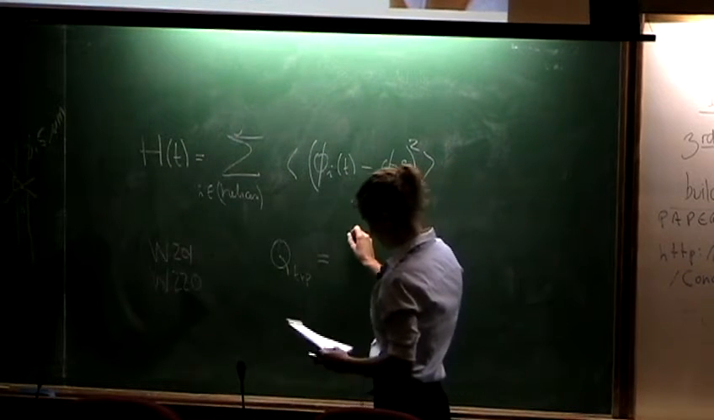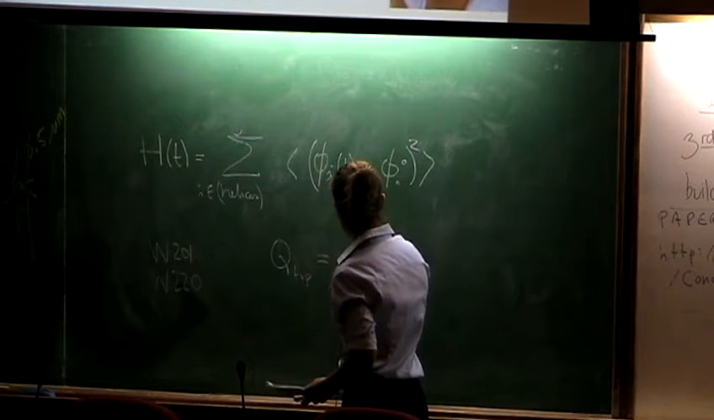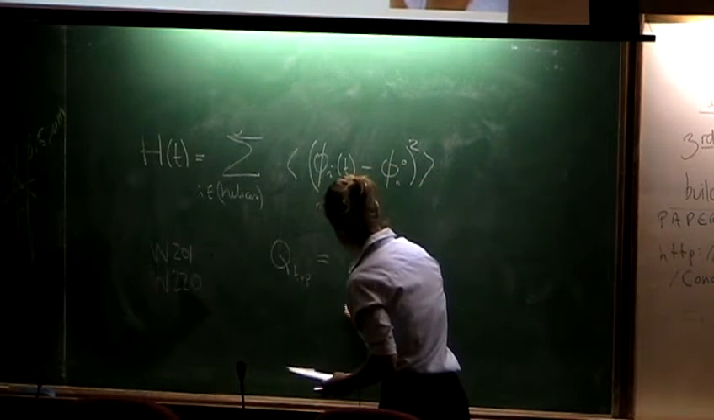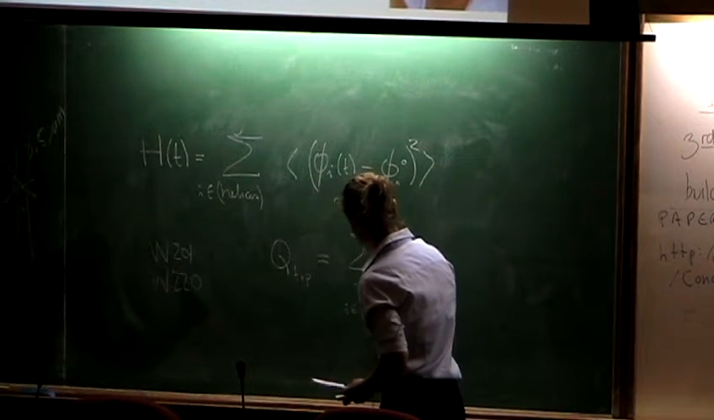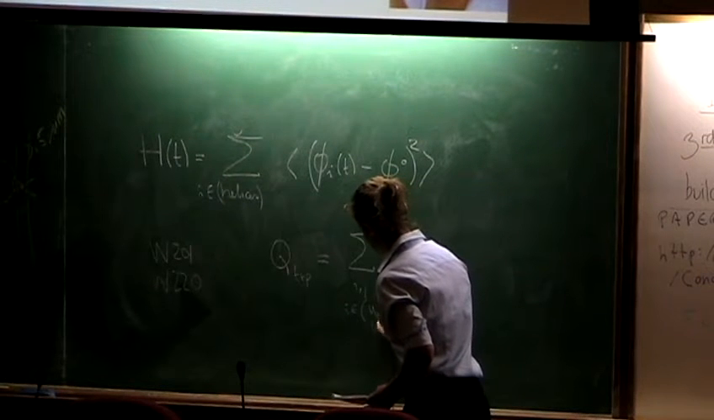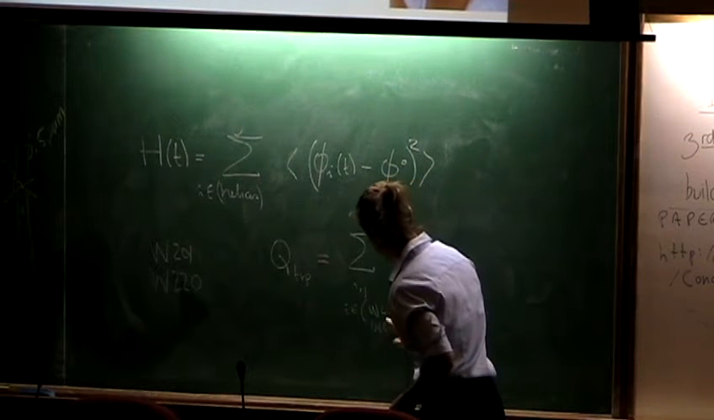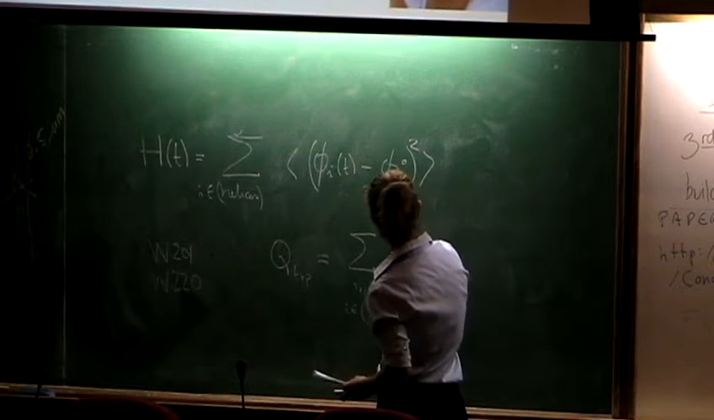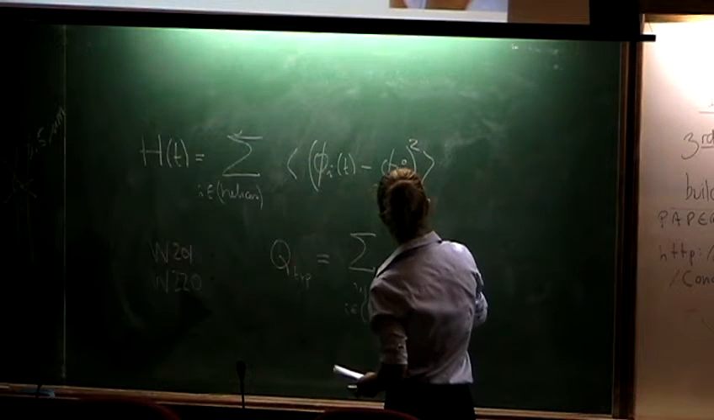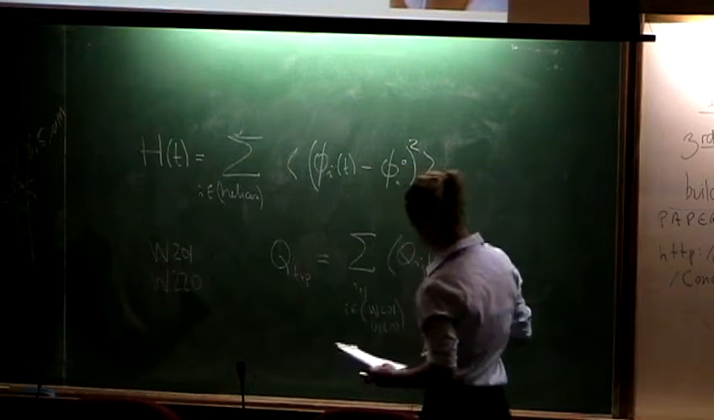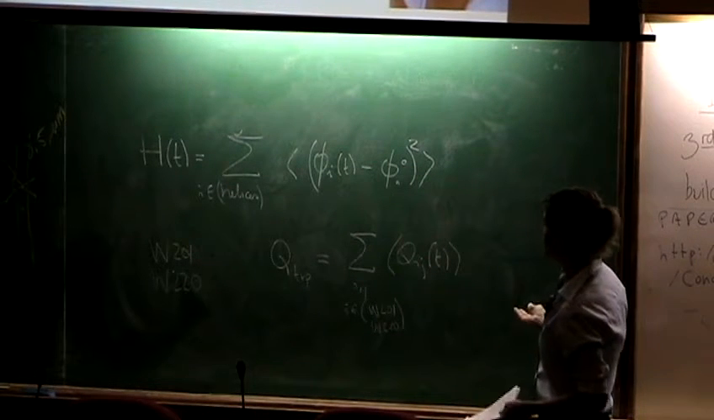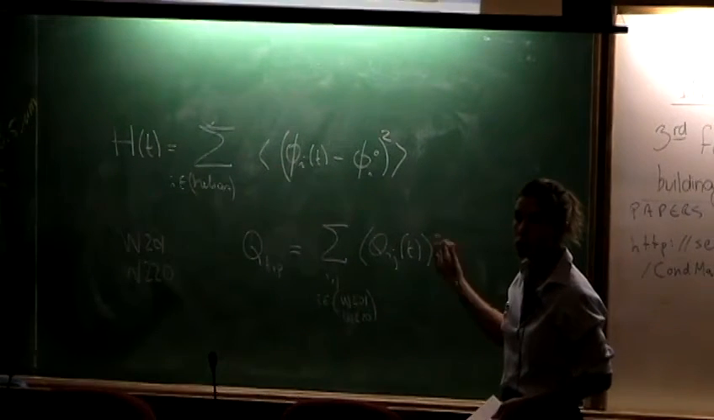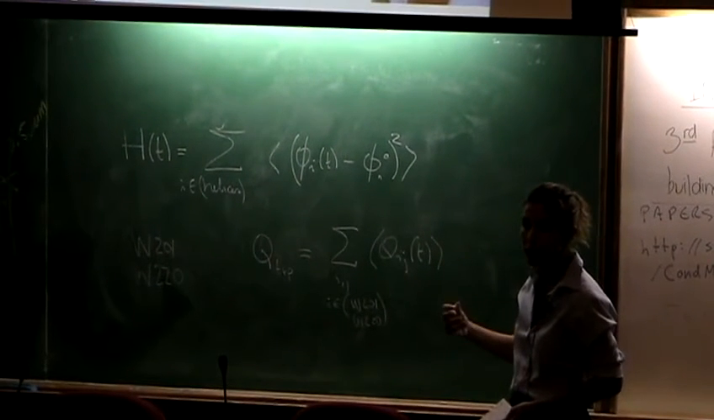So that would be the sum over all the contacts ij, restricted to the fact that one of them has to be either tryptophan 201 or tryptophan 220, of Qij as a function of time. So these are two simple assumptions that allow us to monitor the same thing theoretically.